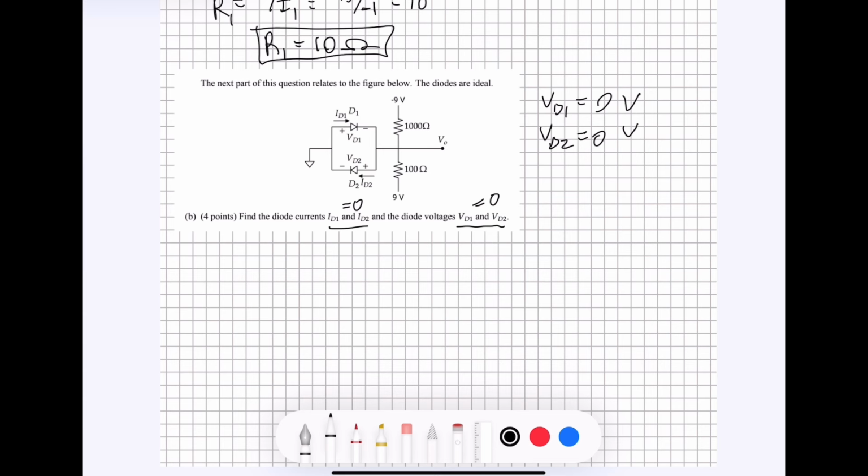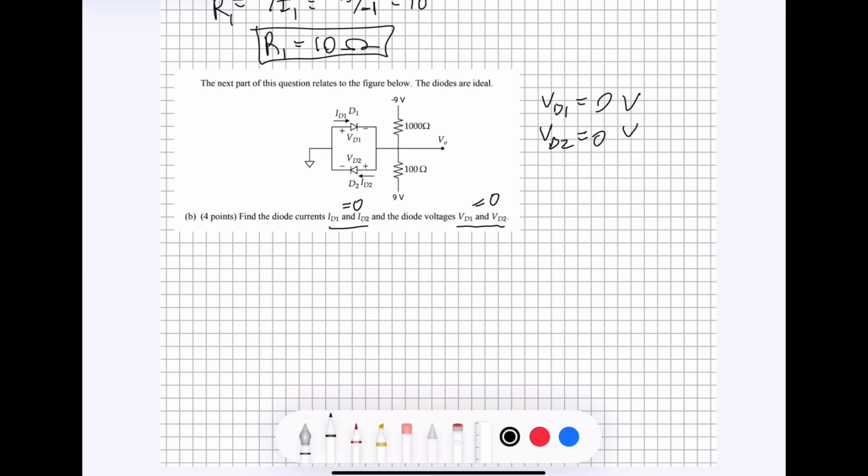Yes, and so the way that we find out what the current is going to be going through these diodes, we're going to look at the current coming from this branch, the current coming from this branch, and the current going out into the two diode configuration that we have over there. And we can do this using a simple current addition at this junction.